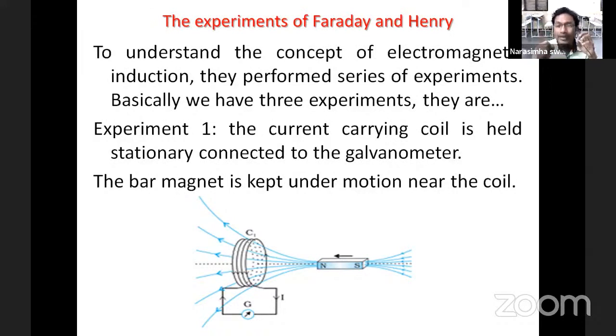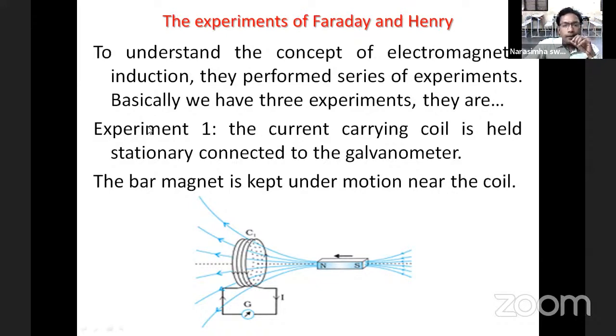Try to observe keenly. Look at this: the current carrying coil is held stationary. Look at this circuit. This coil is indicated with C1, and both the ends are connected to the galvanometer. And this is kept stationary.